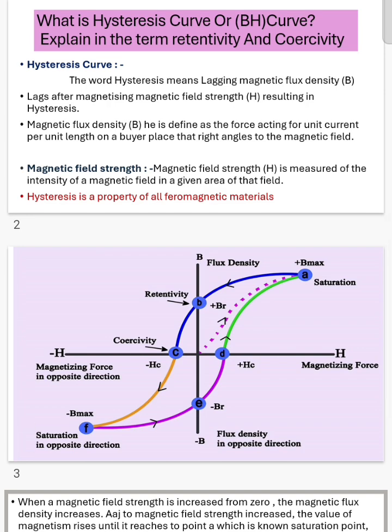In the hysteresis curve, on the x-axis the magnetizing force is there, and on the y-axis the flux density is there. B point is denoted by retentivity and coercivity is denoted by the letter C. E point is denoted by minus Br. H is the magnetizing force.